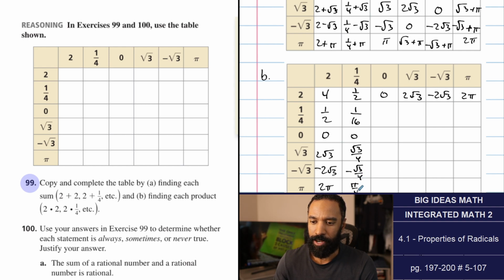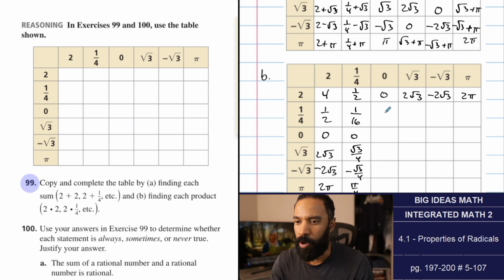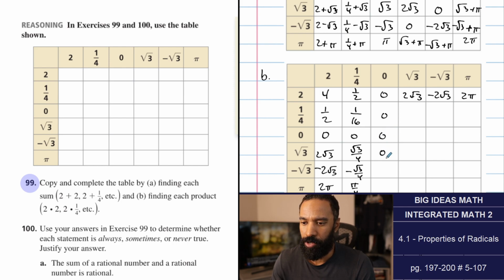It's just hard to fit fractions. I probably have my table too small. 0 times all of these is 0. Oh, I need to reflect things across. Give me one second.